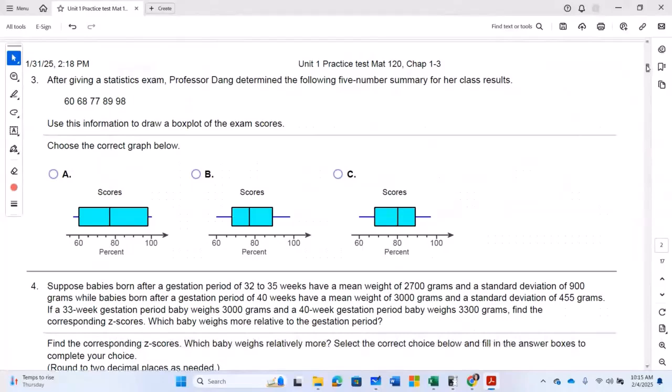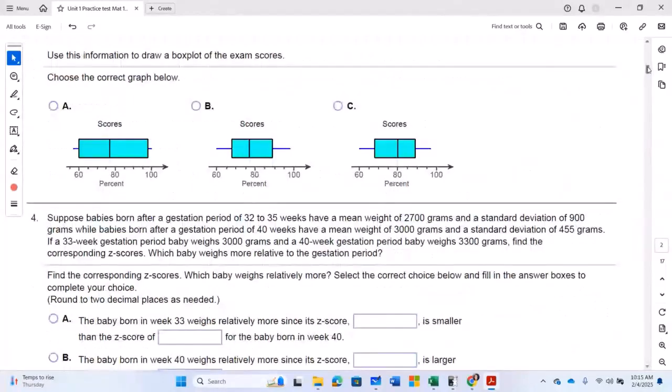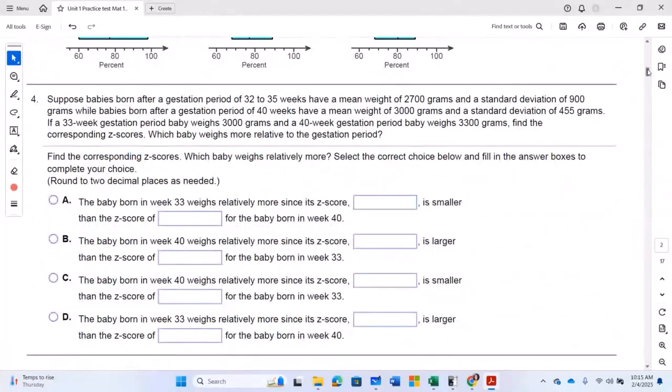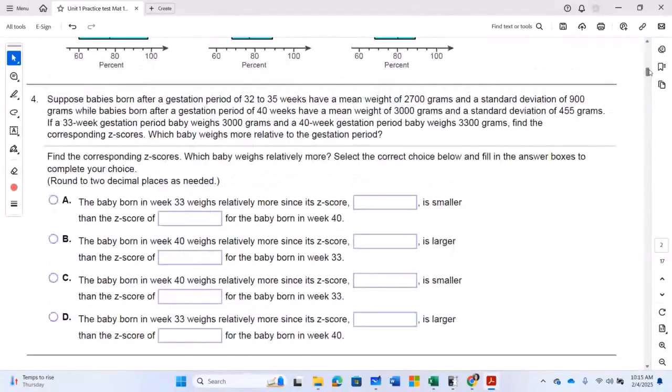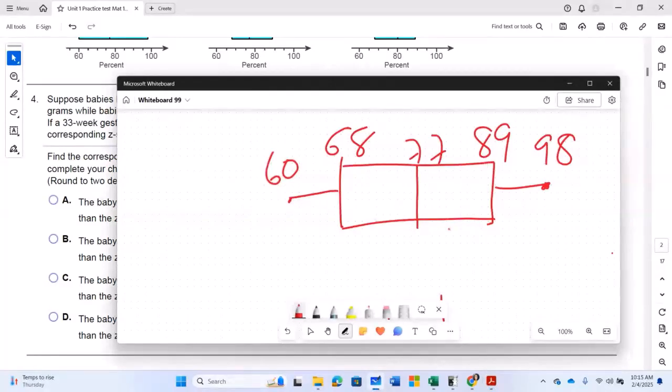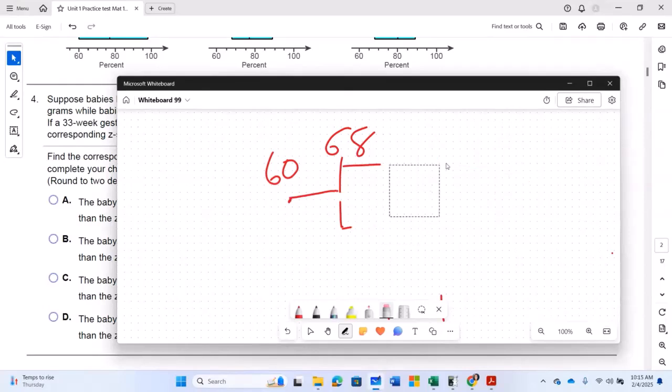Okay. Now about z-score. Number 4 is about z-score. So you just have to be careful. The first thing I want to remember is the formula for z-score. The formula for z-score is value minus mean over standard deviation. Value minus mean over standard deviation.